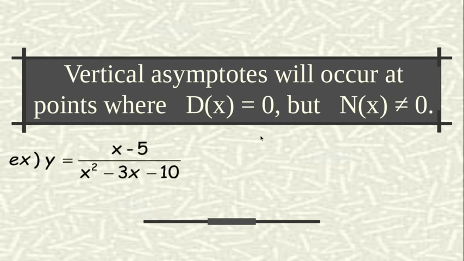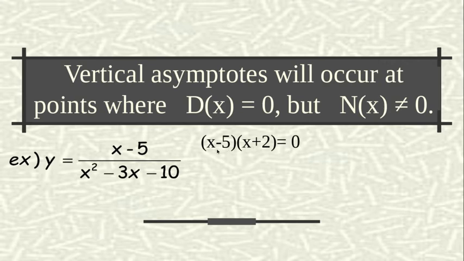Looking at our first example, if we're given this rational function, so we've got a polynomial on top, a polynomial on the bottom. If we're trying to identify the vertical asymptotes, we'd have to find where the denominator equals 0. The easiest way to find the zeros of a quadratic is to factor it. So this is factorable. It factors into x minus 5 times x plus 2. And if we set it equal to 0, we get two values.